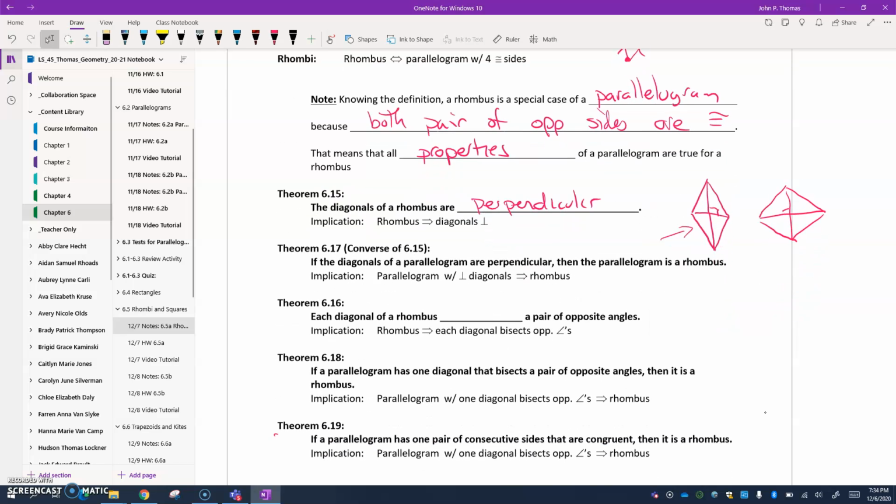Now the next theorem here is that each diagonal of a rhombus bisects, so cuts perfectly in half, a pair of opposite angles. So if I draw another example here off to the side, and we say this is a rhombus and give it the marks, if I draw on this diagonal, I know that it's going to cut each side of this into congruent pieces.